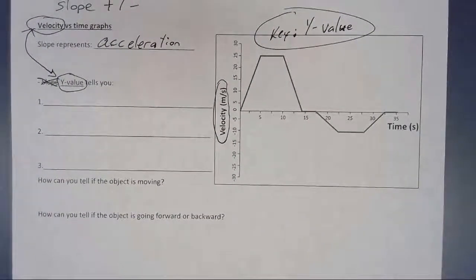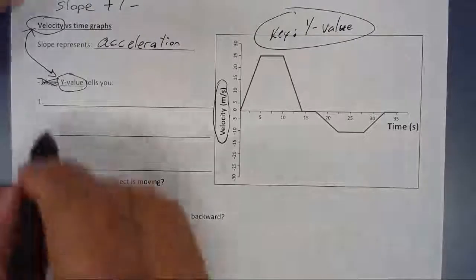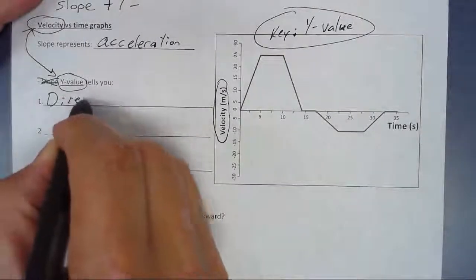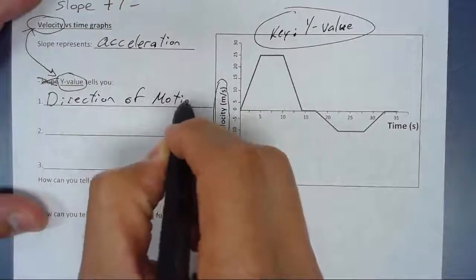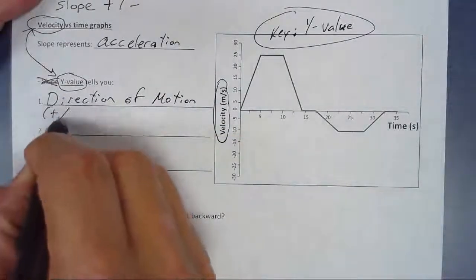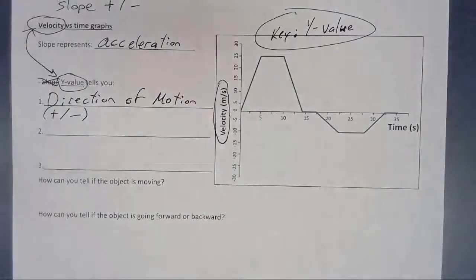So the y value is going to tell us three things, and it's the same three things that we could tell from the slope in the graph above. The y value can give us the direction of motion, and that is again whether the direction is positive or negative. But we're not looking at the slope. It doesn't matter whether it's a positive or negative slope. Slope doesn't matter here. It's about positive and negative y value.